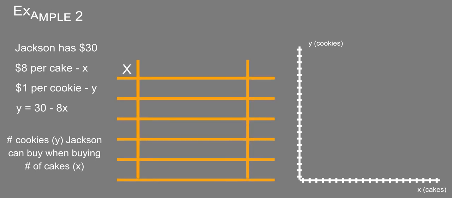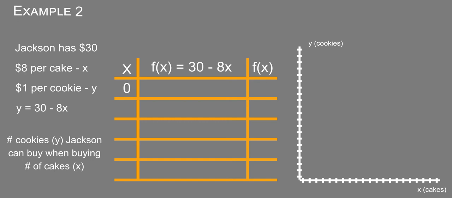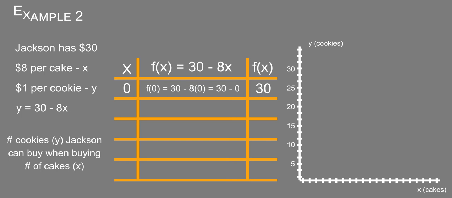Now it doesn't make any sense to have negative numbers of cakes or cookies. So we're going to start with, if we have 0 cakes purchased, how many cookies can Jackson buy? So f of 0 equals 30 minus 8 times 0, which gives us 30 cookies. We'll graph in the y direction the number of cookies. We'll make each tick mark represent 5. And if he purchases 0 cakes, he can purchase 30 cookies.